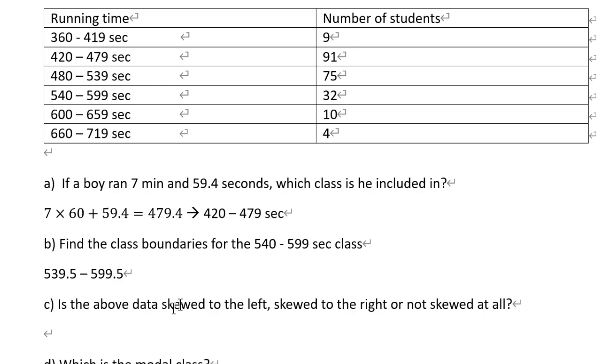Now, is the above data skewed to the left, skewed to the right, or not skewed at all? To answer that, you need to think about the histogram. Let me draw it here. So you have 9, and then it shoots up to 91, and it comes down to 75, and it goes down to 32, and then 10, and then 4. If you actually drew the histogram carefully, you're going to get such a graph, and you can see that the tail is extended to the right. In that case, we say it's skewed to the right.